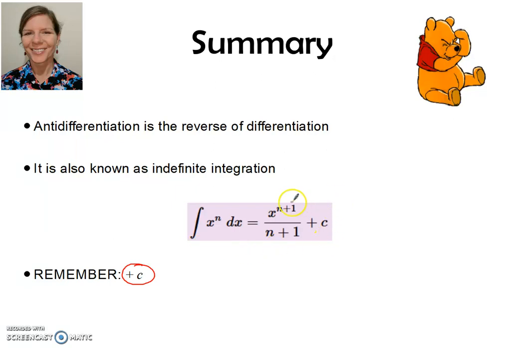This is your general formula. It looks more complicated than it is. So basically you just increase the power by 1. Don't worry about whatever's going on with the coefficient. You can just leave that there. So increase the power by 1, divide by that increased power, then you can cancel down if necessary and add C. Plus C there. Remember, plus C.